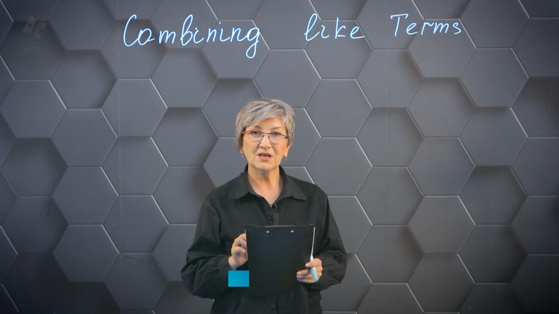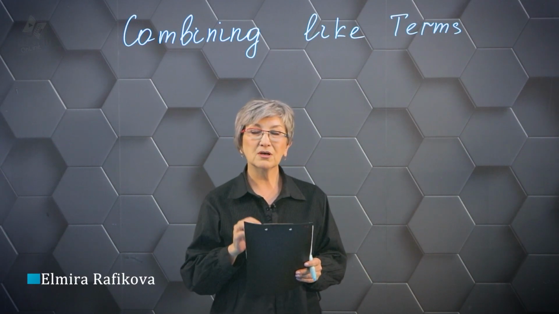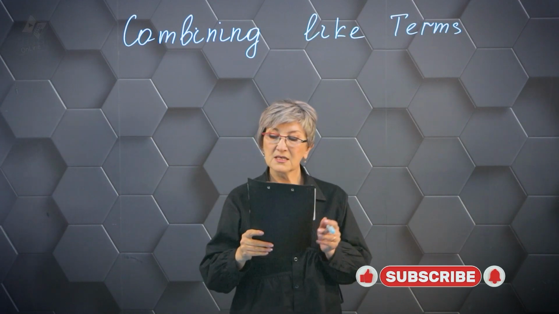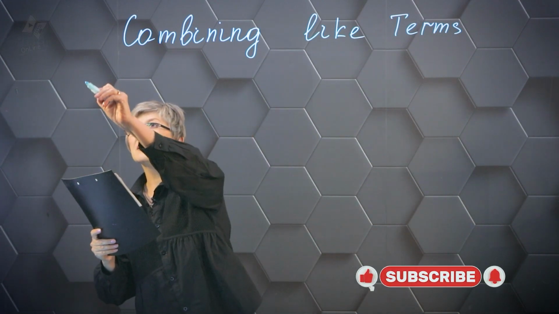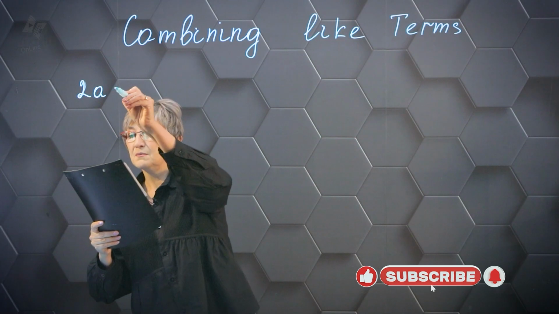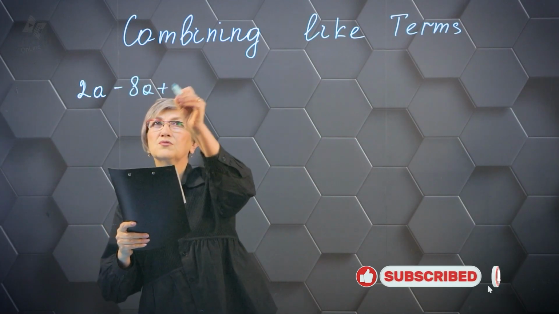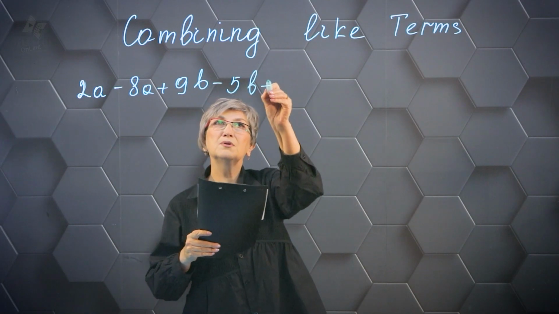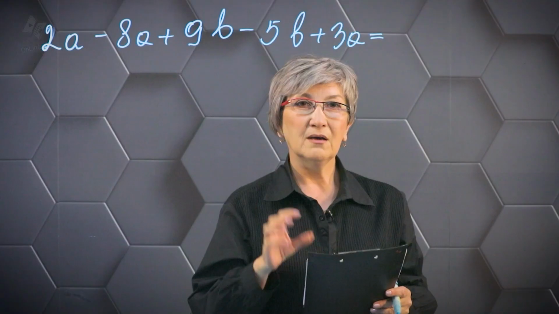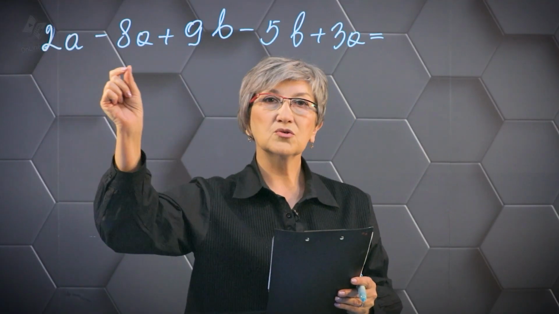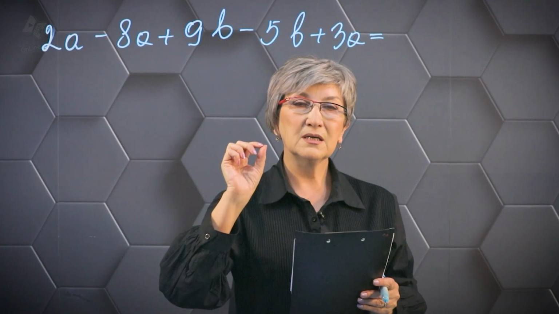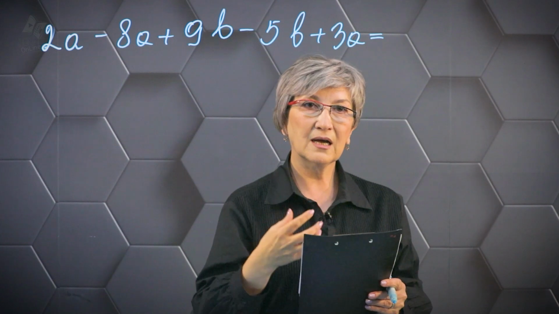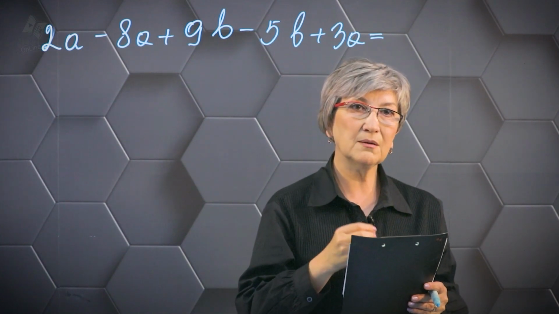Hello! Today in the lesson we will solve examples in which we will add or subtract like terms. Let's write down the following example: 2a minus 8a plus 9b minus 5b plus 3a. In this example we can see that some terms have a letter part that equals a, and there are terms that have a letter part that equals b.